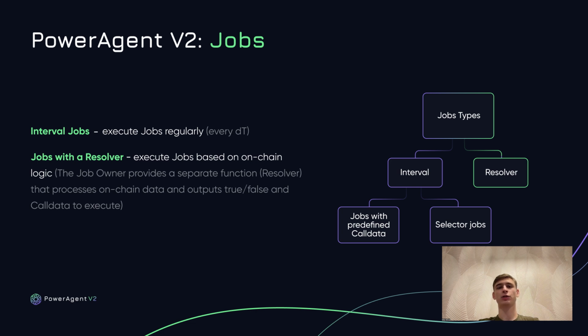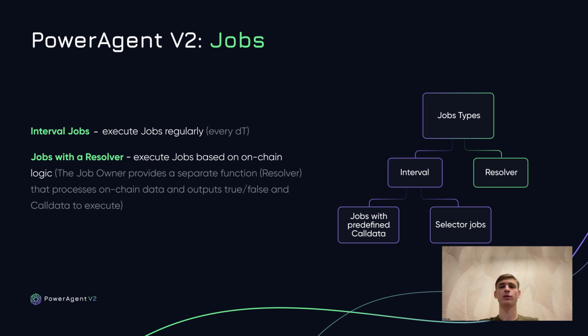Another usage of resolver jobs is limit orders. The resolver function fetches the asset price from a DEX, and if the price reaches the predefined value, returns true and call data necessary for the swap transaction. So basically, any kind of on-chain logic can be used in resolvers to define the custom execution scenario for your tasks. Let's now go through the process of automating your task with the Power Agent network.